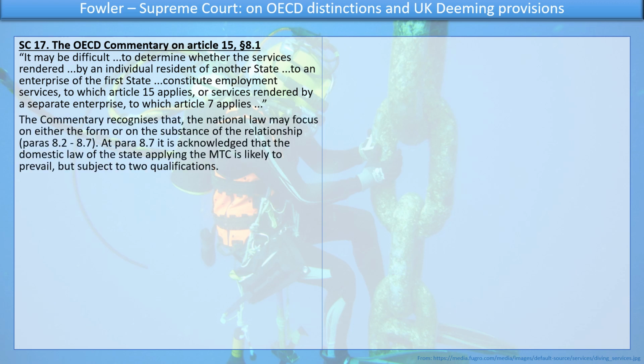The commentary recognizes that the national laws may focus on either the form or on the substance of the relationship. In other words, do you read the contract and follow that, or do you look at what's actually happening? At paragraph 8.7, it is acknowledged that the domestic law of the state applying the tax convention is likely to prevail, but subject to two qualifications, right? The first is that the context may require otherwise. This is expressly made in Article 3.2, where it says that you follow the national law if there is no definition in the treaty, unless the context otherwise requires.